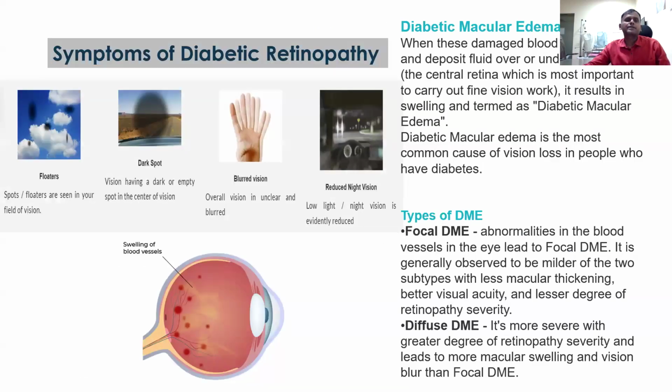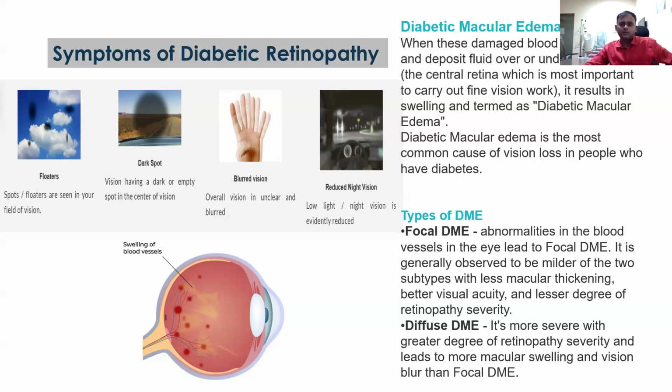The patient presents with varied symptoms such as floaters, a dark spot in the center of the vision, blurred vision, or reduced night vision. Diabetic macular edema is basically of two types, focal and diffuse. In focal diabetic macular edema, abnormalities in the blood vessels in the eye lead to focal DME. It is generally observed to be the milder of the two subtypes, with less macular thickening, better visual acuity, and a lesser degree of retinopathy severity.